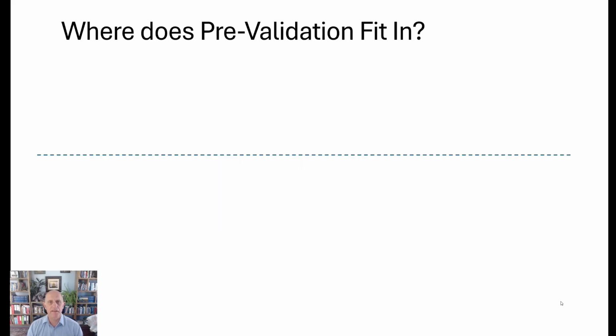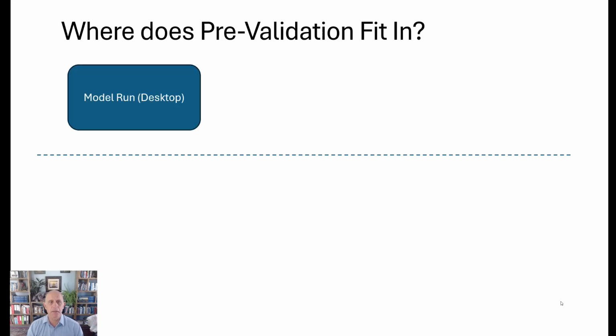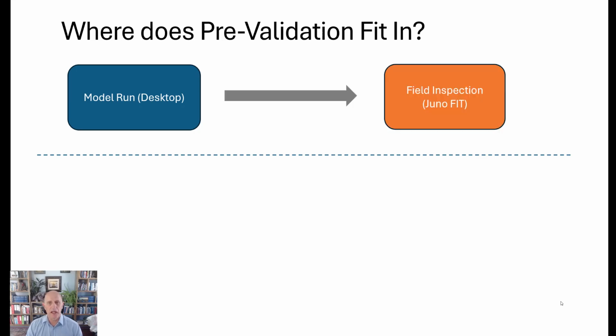So where does this pre-validation tool fit in? In a normal modeling analysis, you would typically do your model run and your model debugging on a desktop process. And then once you are ready, you will take that model outputs and it will go into the Juno Viewer field inspection where you will actually take it out into the field. So you have your work that you're going to do in the office, desktop work, and then you have your work that you are going to do in the field.